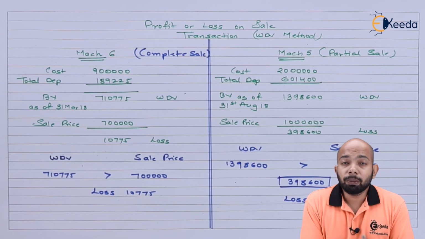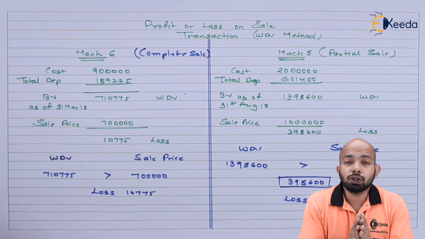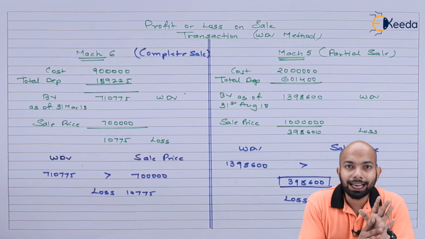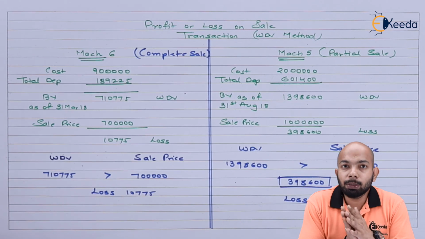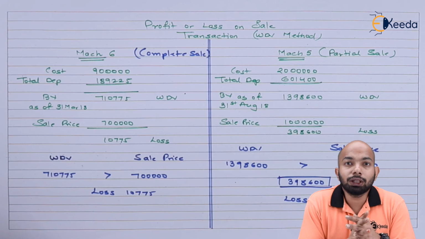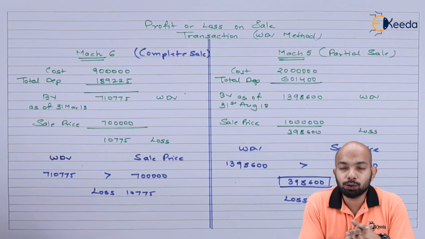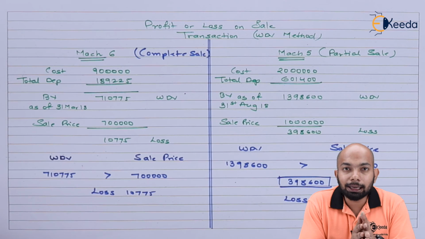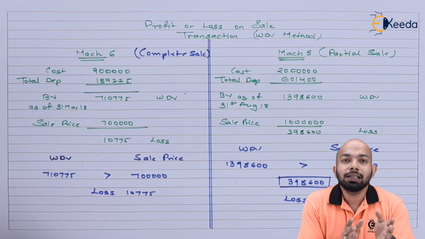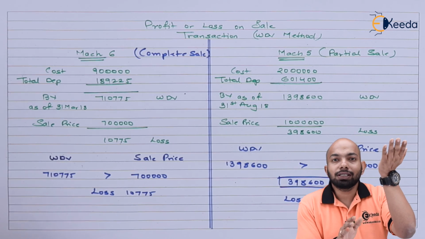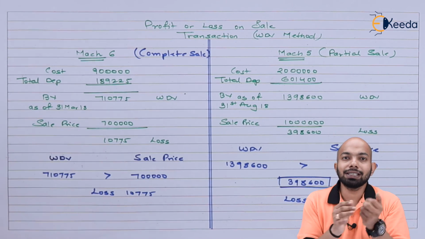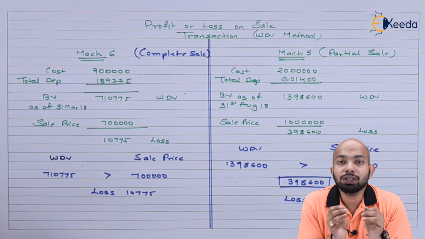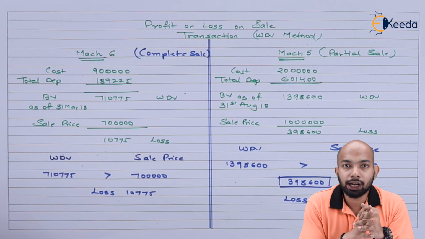So we're done with the working for machine number 5 as well. The original cost of that partial machine sold out was 20 lakh rupees. Total depreciation has been figured out at 6 lakh 1,400 rupees. So the balance WDV as of 31st of August 2018 was 13 lakh 98,600. However, the same asset was sold out in the market at that time for rupees 10 lakhs. That means WDV is 13 lakh 98,600, sale price is 10 lakh. The difference is 3 lakh 98,600, which is the loss incurred by this specific transaction.